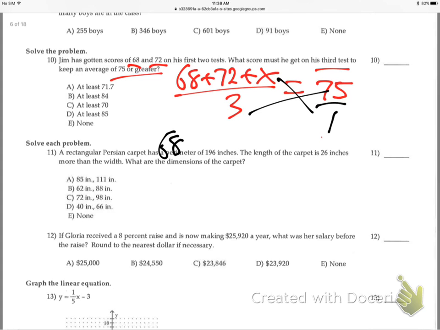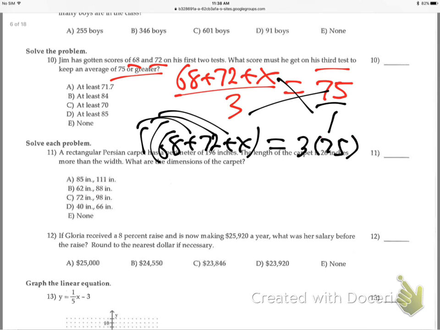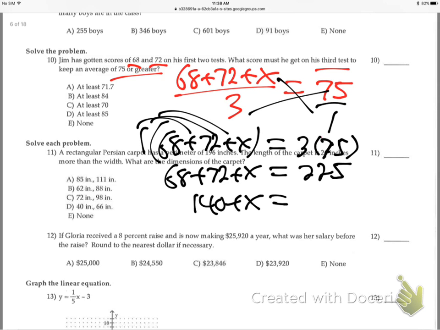So what do we get then? 68 plus 72 plus x, all times 1. And then 3 times the 75. You lay it flat, huh? Cross multiply, and then lay it flat. So 1 times these guys doesn't change anything. 3 times 75 is some number I don't know. 225? Thank you. And then this is 140 plus x. I just added these together.